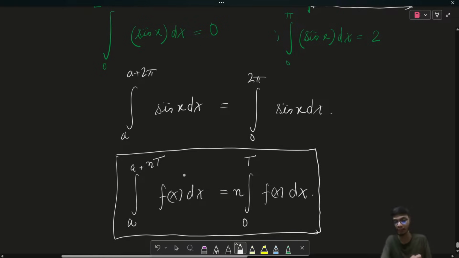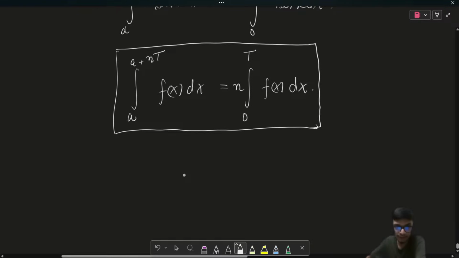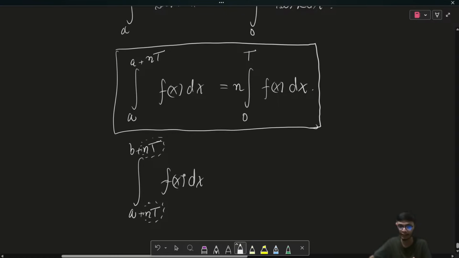Now similarly, I can have multiple modifications, saying that I can also add some multiple of the fundamental period to the other limit over here. That is, if I integrate from a plus n times T to b plus n times T, what is important to notice is that the fundamental period addition in both the lower limit and the upper limit is the same. Therefore, it is equivalent to only getting the area between a to b. Okay, only between a to b.